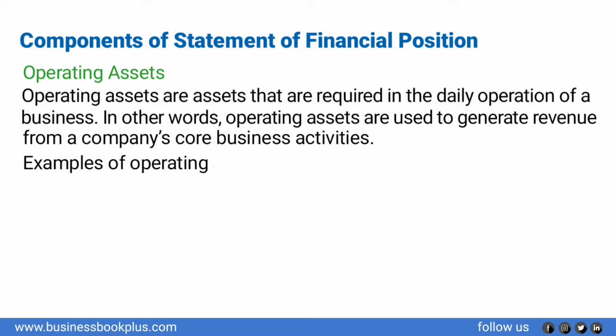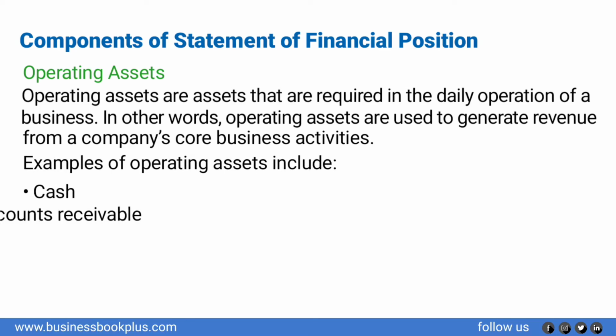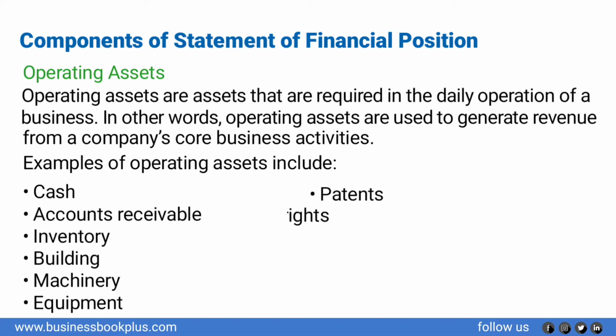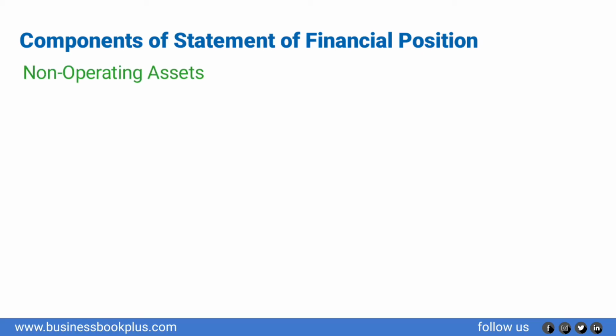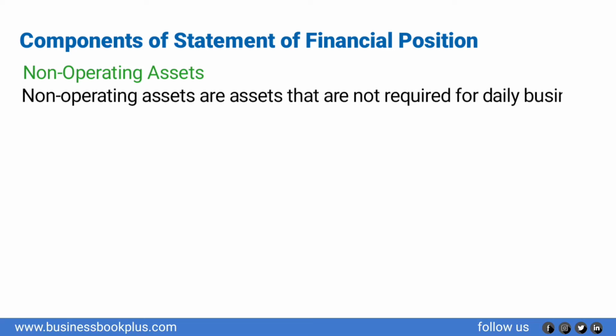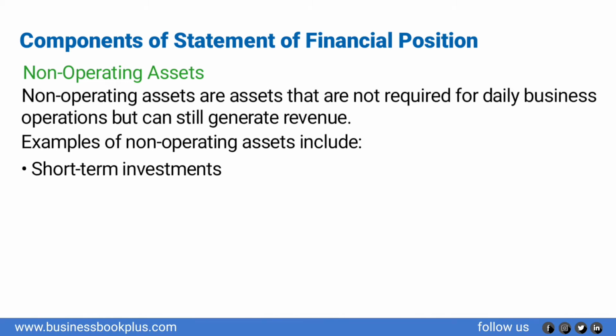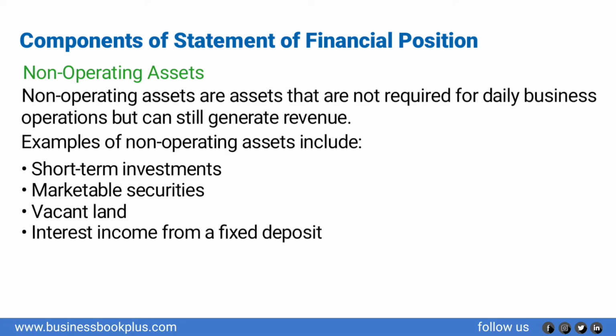Examples of operating assets include cash, accounts receivable, inventory, building, machinery, equipment, patents, copyrights, goodwill. Non-operating assets. Non-operating assets are assets that are not required for daily business operations but can still generate revenue. Examples of non-operating assets include short-term investments, marketable securities, vacant land, interest income from a fixed deposit.